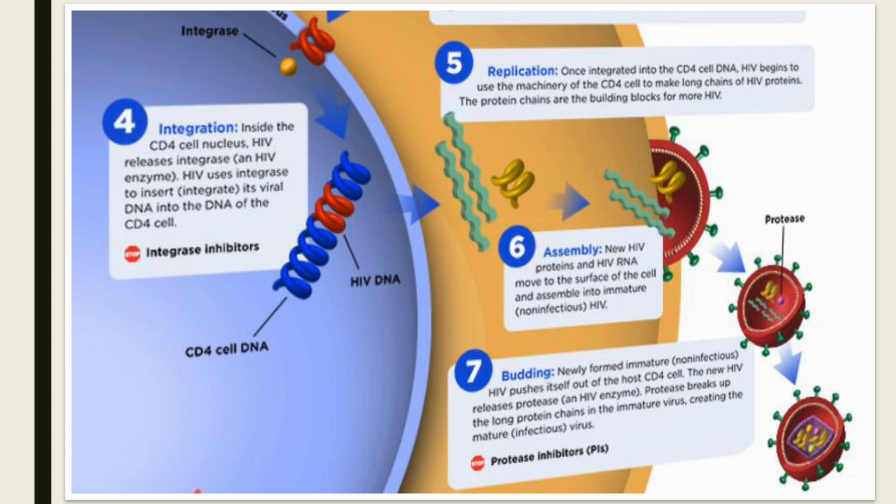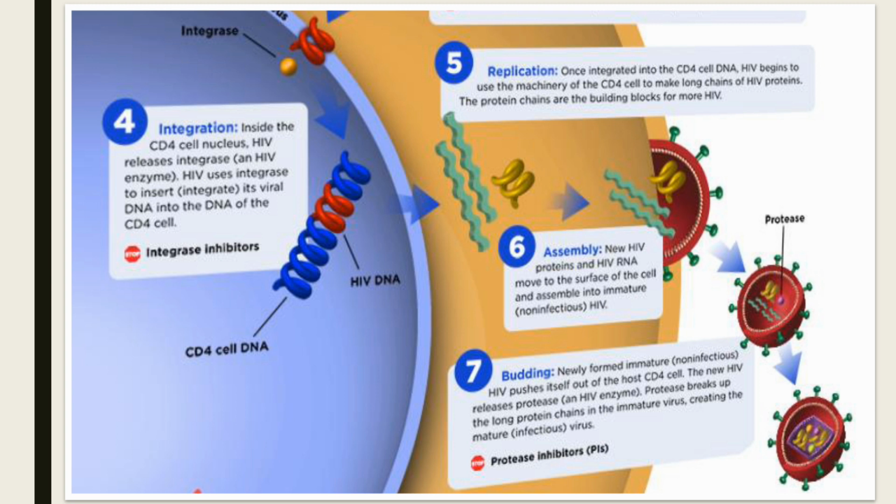Inside the CD4 cell nucleus, HIV releases integrase. HIV uses integrase to insert its viral DNA into the CD4 cell DNA, and then it undergoes replication. Once integrated into the CD4 cell DNA, HIV begins to use the machinery of the CD4 cell to make long chains of the HIV proteins.